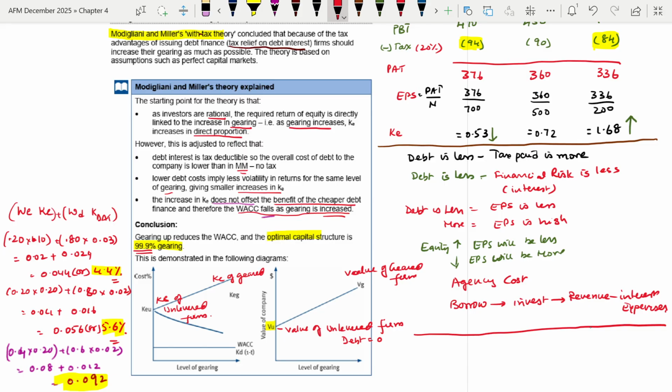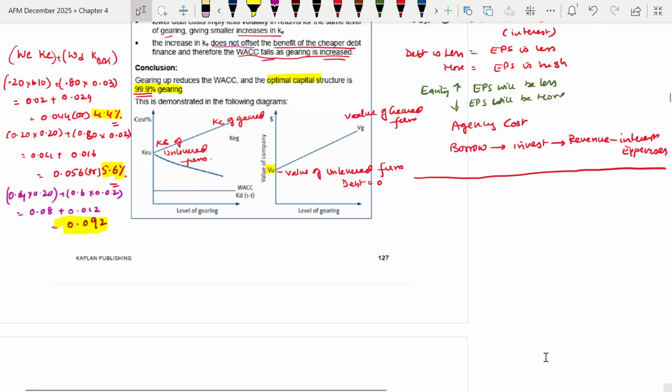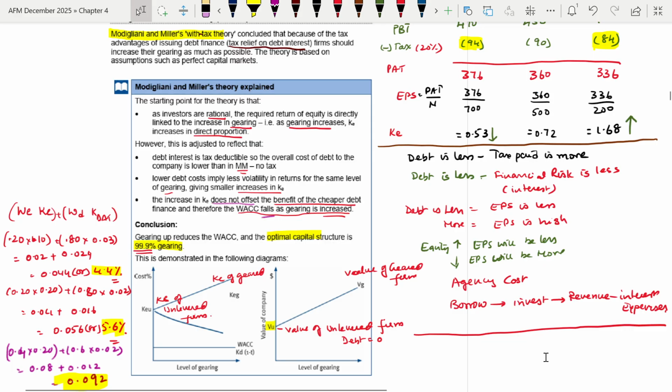I want to buy a car. Can I get a car without down payment? No. The same thing here. Is it clear to you? Yeah. Is it interesting? Yeah.